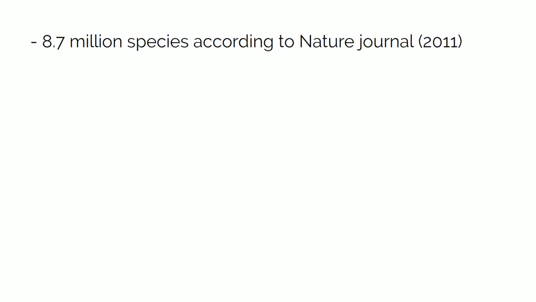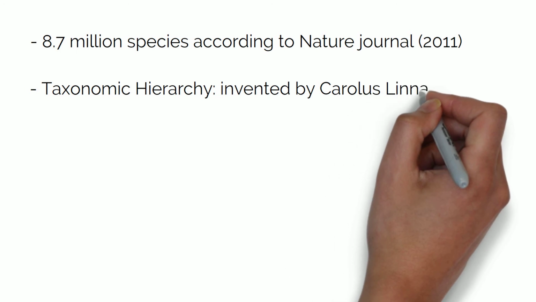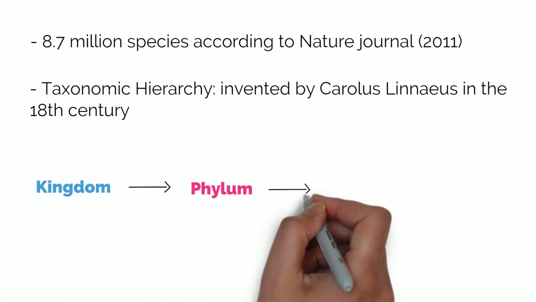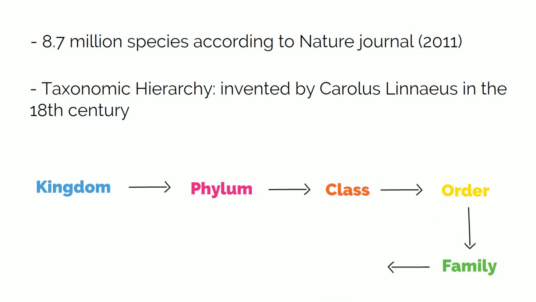So your next question might be, how on earth can we categorize them all in order to be able to distinguish them or group them? And the answer to that is through a system called Taxonomic Hierarchy, created by Carolus Linnaeus in the 18th century. In this system, there is a hierarchy which goes like this: kingdom, phylum, class, order, family, genus, and species. Kingdom is the most broad step of the hierarchy, and species is the most specific step of the hierarchy.